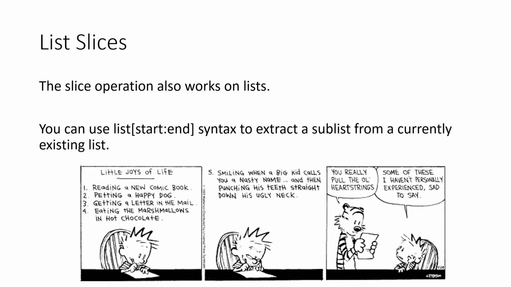You can also use a slice operation on lists to extract sublists from a currently existing one. In this case, you use a standard list syntax, except you have your starting index, a colon, and then the closing index as the reference point for your list values. This will return all the items from the starting index to the ending index.